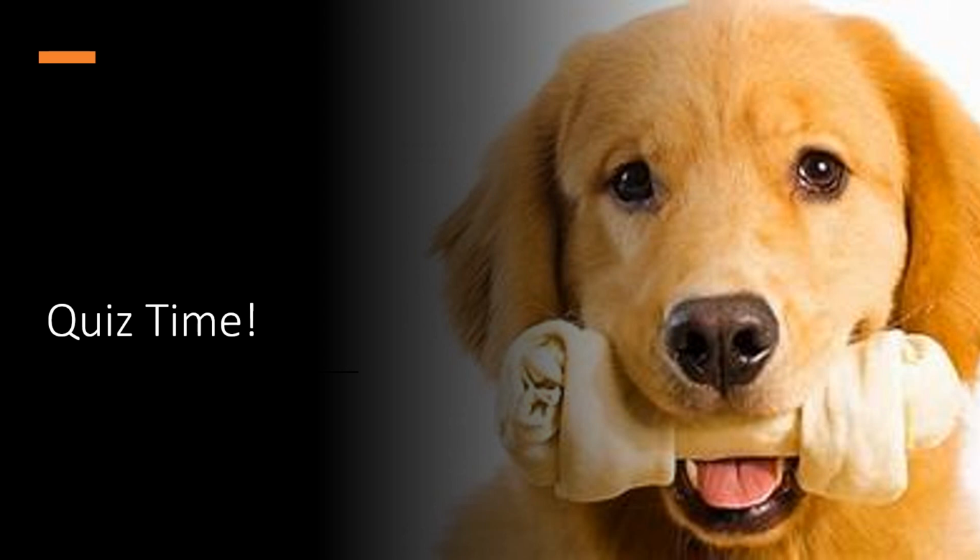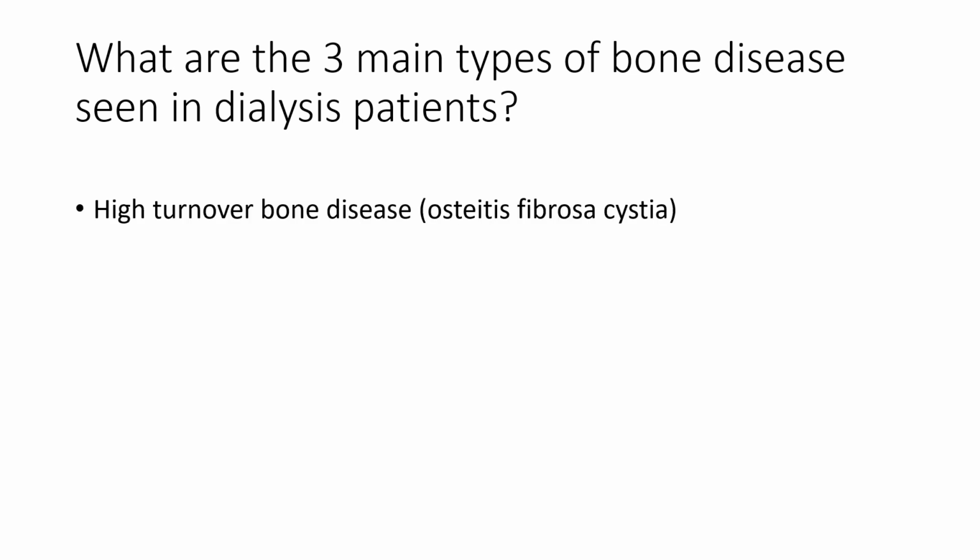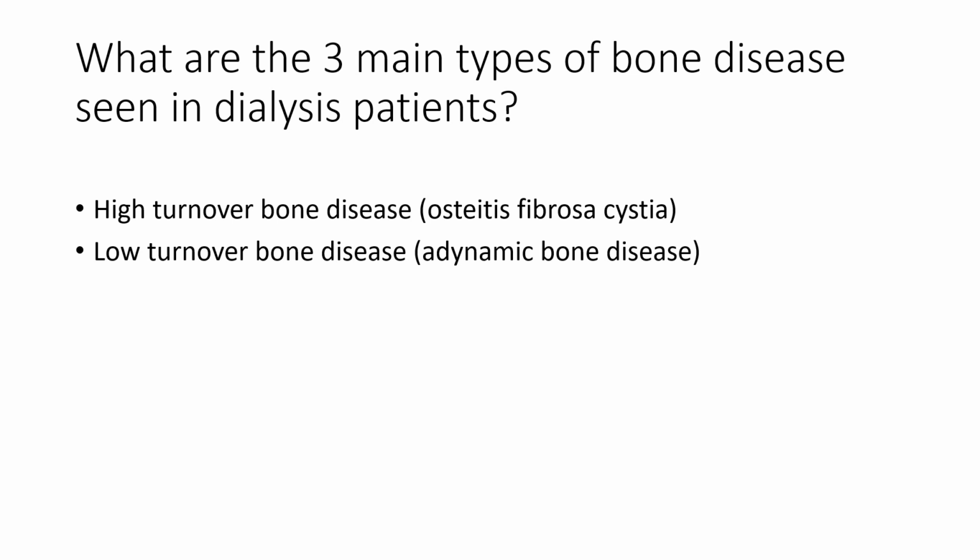Time for the monthly quiz. Question number 1, what are the 3 main types of bone disease seen in dialysis patients? That's right. High turnover bone disease, or osteitis fibrosa cystica, low turnover bone disease, or adynamic bone disease, and osteomalacia, or failure to mineralize bone.